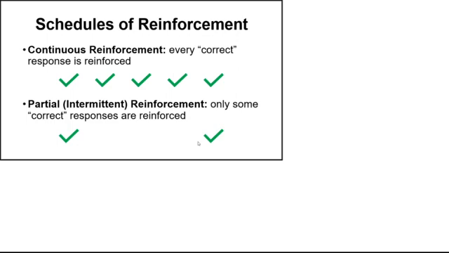So partial reinforcement would be like every third time you clean the kitchen, your mom says thank you. Sometimes you clean it and she doesn't even notice, but you're still going to do it because every once in a while she'll say thank you and it makes you feel good. That would be partial or intermittent reinforcement.